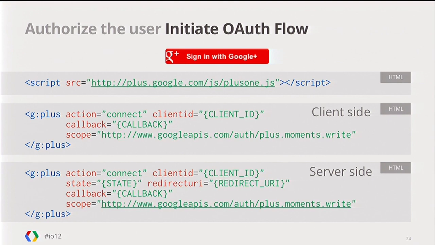Now, adding the button to your page is really similar to using the +1 button. You include the script at the top. This is the same script for the +1 button. And then you add one of these tags. Now, I'm showing a sample configuration for both the client-side and the server-side flow. The client-side flow just has a couple fewer attributes. For example, it doesn't have the redirect URI or the state. Both those are required for the server-side flow, but not for client-side.